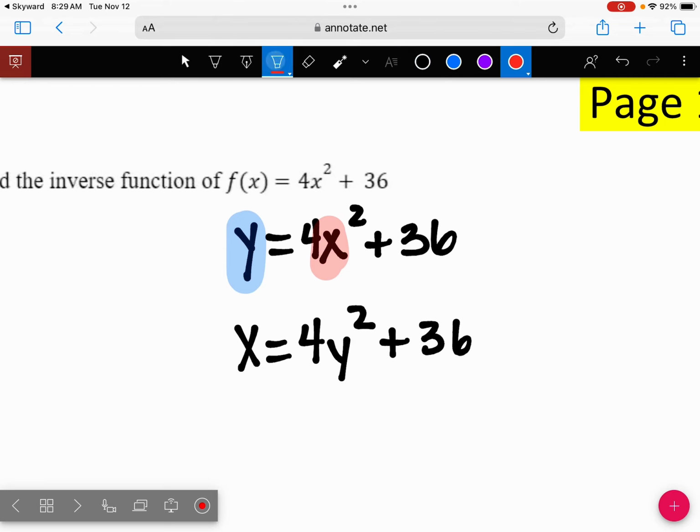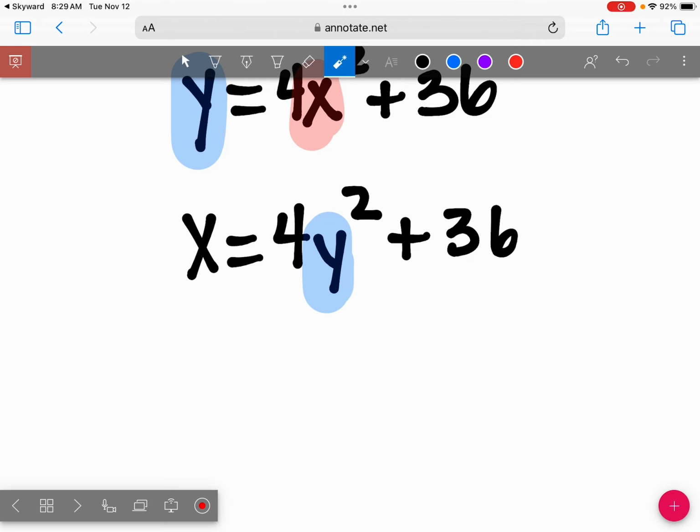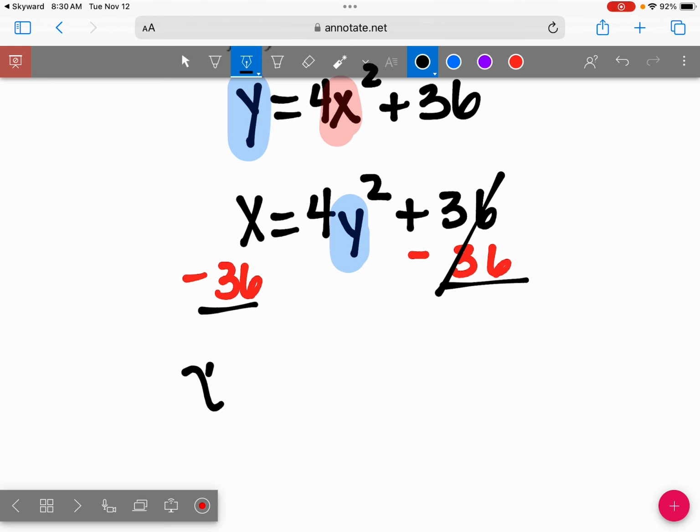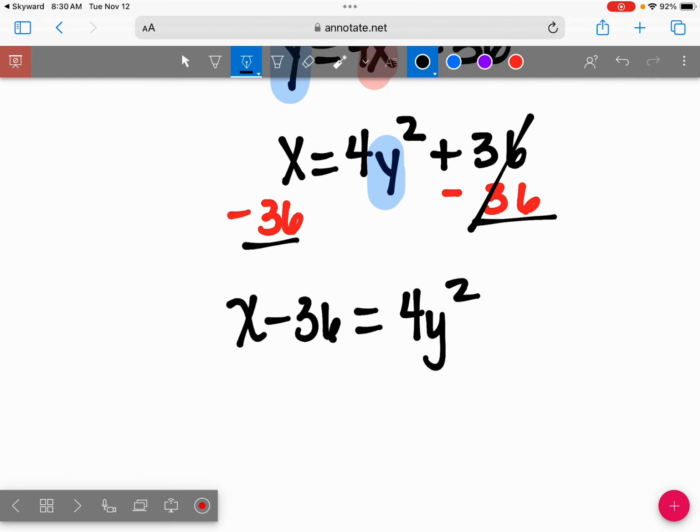So I have to get the y by itself. And there's 3 things happening to it. We got a number that's being added. So that means we are going to need to subtract. And then there's a number being multiplied, which means we're going to need to divide. And then it's squared, which means we'll need to take the square root. So we're going to have to do 3 things to get to our inverse. The first thing we're going to do is subtract the 36. So that gives you x minus 36 equals 4y squared.